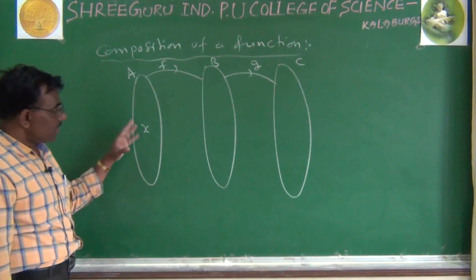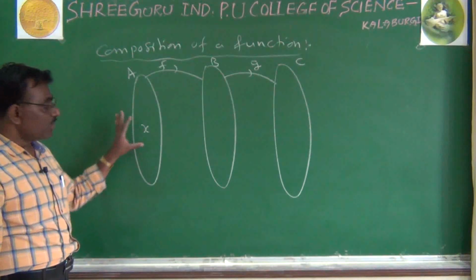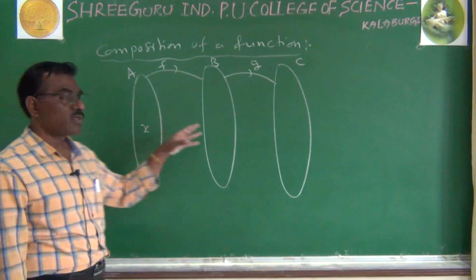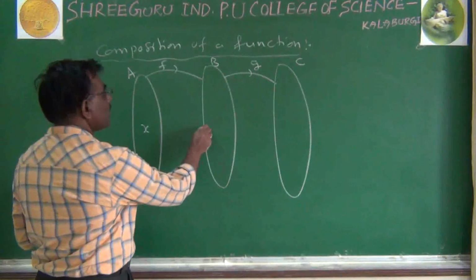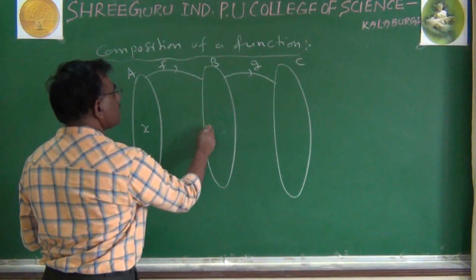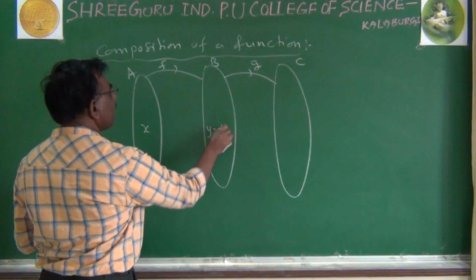So this is the set A, and it is a function of x. What about in B? Here, I am taking y equal to f of x.